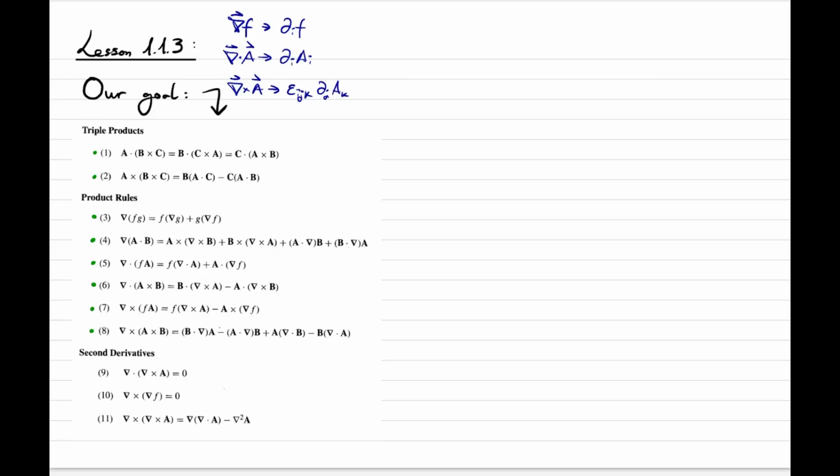So this is going to be the final lesson of proving vector identities from the Griffiths textbook. And we are left with these three, 9, 10, and 11, from the second derivatives. So let's start with number 9, and we are told that the divergence of the curl of any vector is 0. So we are going to prove that this is true.